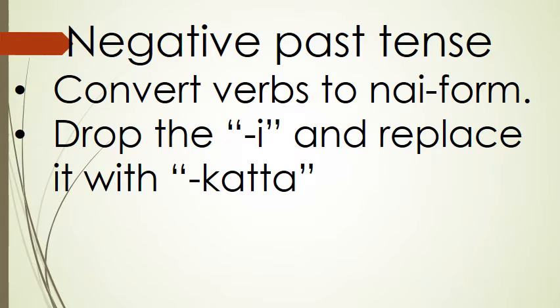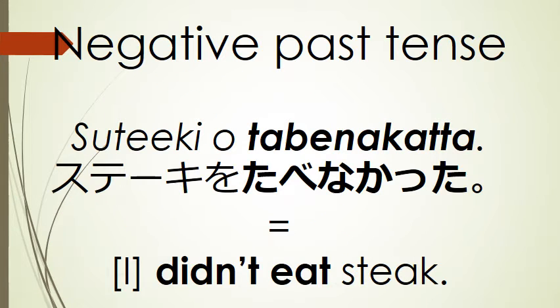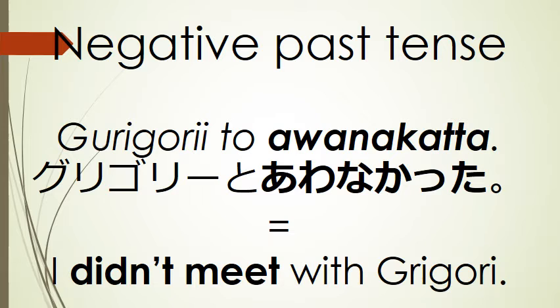To convert verbs to the negative past tense, first we convert them to nai form, then we drop the i from the end and replace it with katta. So, taberu becomes tabenakatta, nomu becomes nomanakatta, suru becomes shinakatta, and kuru becomes konakatta. So if I said suteiki o tabenakatta, that would mean I didn't eat steak. And if I said gurigori to awanakatta, that would mean I didn't meet with Grigory.